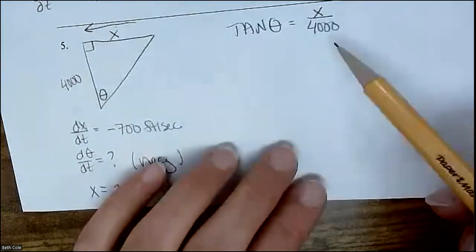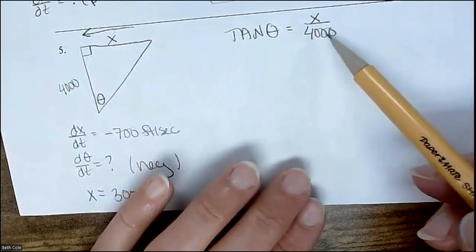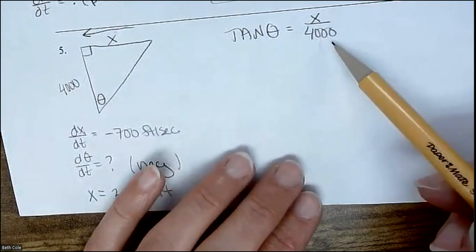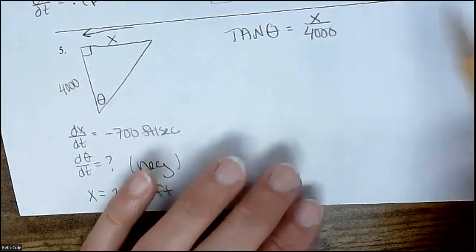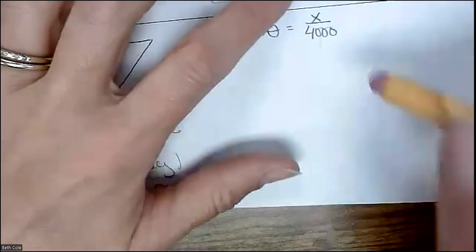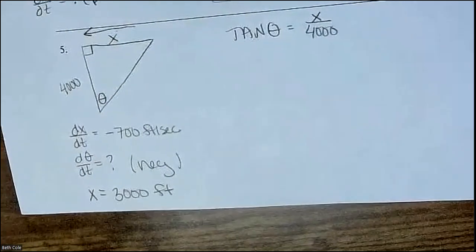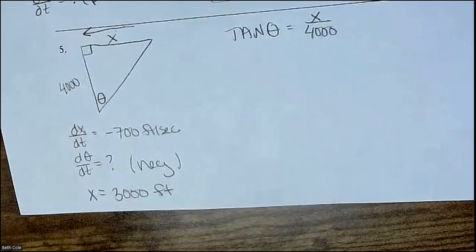Or if you want to write that as 1/4000th x, like a coefficient, that's valid too. All right, now we're going to do a derivative. Do you remember what the derivative of tangent is? You're not allowed to forget.